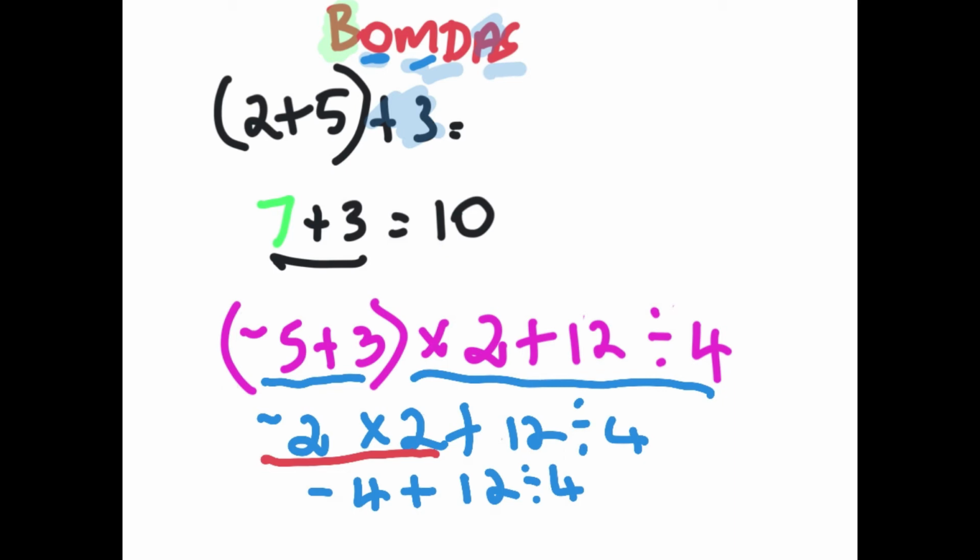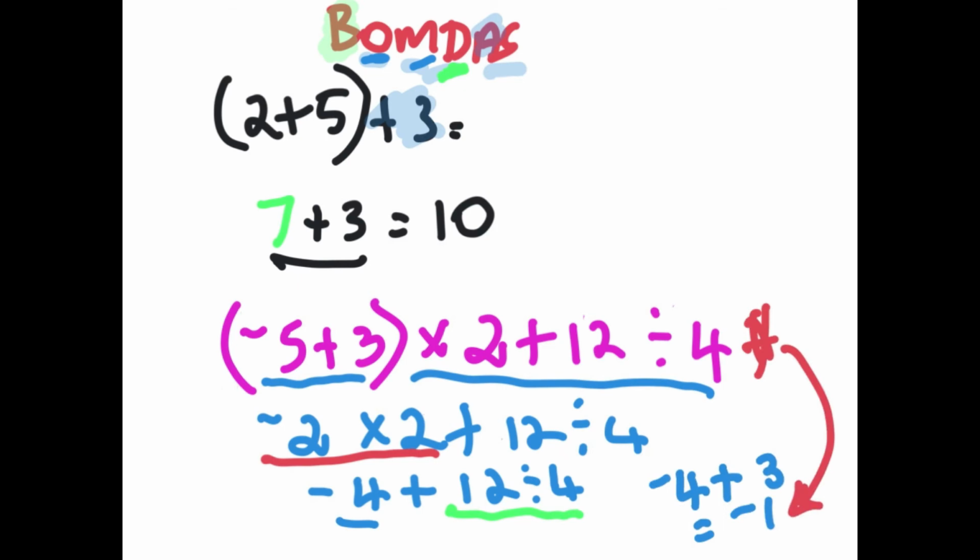Our next one now is our divide, our D. 12 divided by 4 equals 3. So essentially now we have, I'm going to move it over here, -4, because that's what it says here, plus 3, because 12 divided by 4 is 3. So now we have -4 plus 3 equals -1.